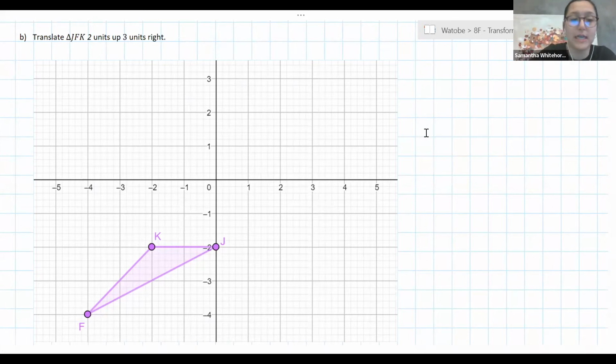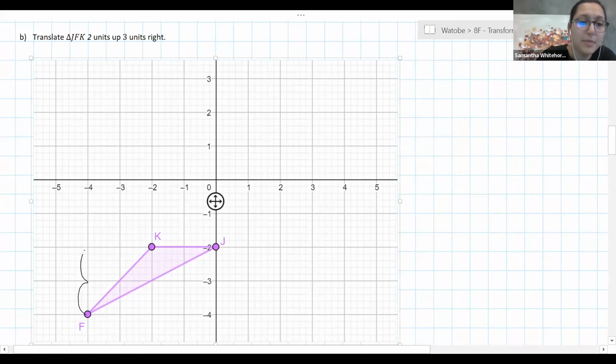Now again, just take each point and do what it's telling you to do. So let's take point F. We're going to move it 2 units up, and then we need to move it 3 units right. So this new point F is going to be here at a coordinate of -1, -2. And remember, we label it with a dash.